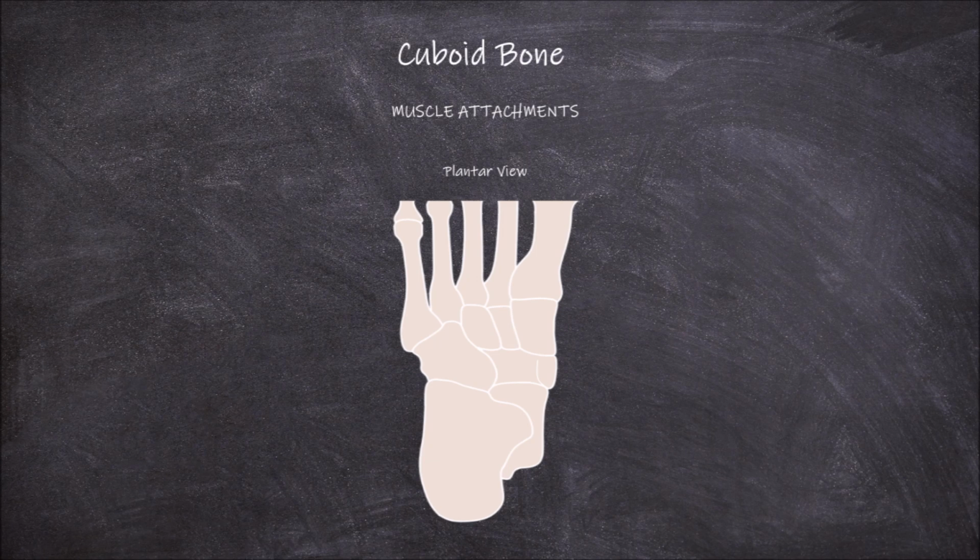2 muscles attach to this bone. A portion of the tendon of the tibialis posterior muscle attaches onto the plantar surface of this bone. A portion of the flexor hallucis brevis muscle originates from the plantar surface of this bone. And that concludes this video on the structure of the cuboid bone.